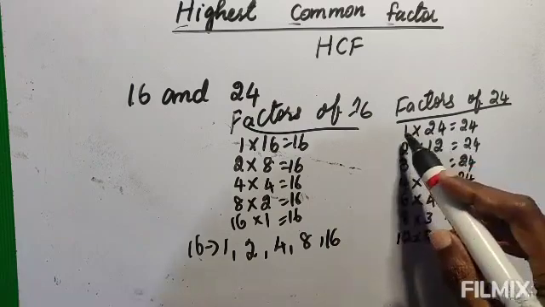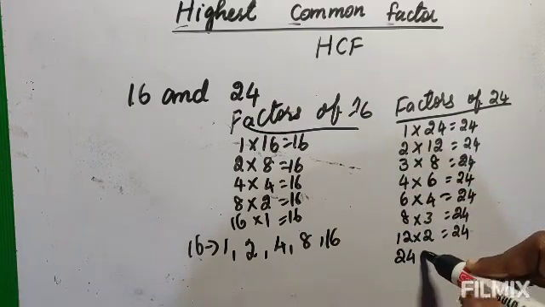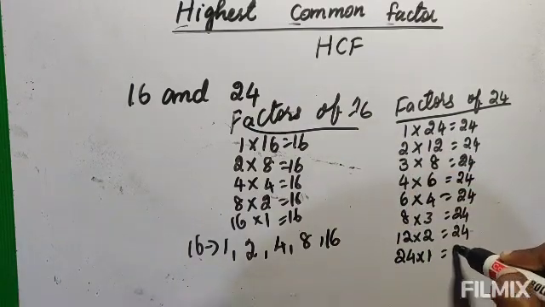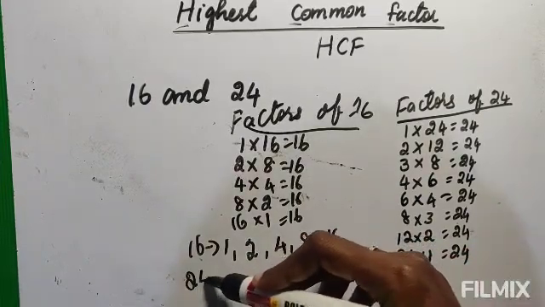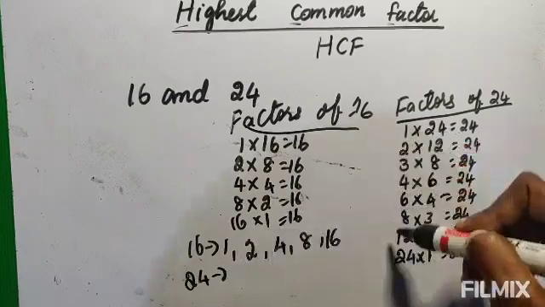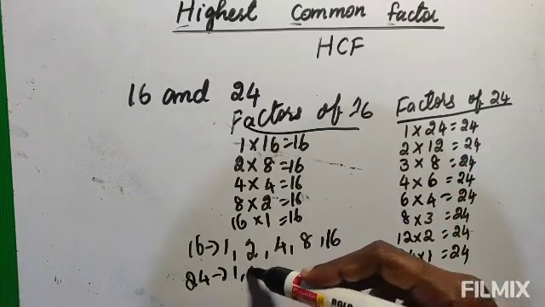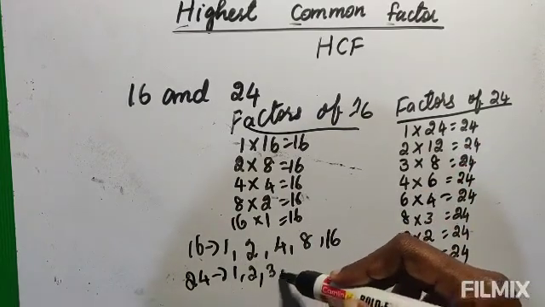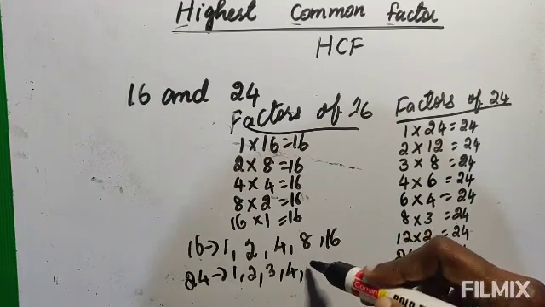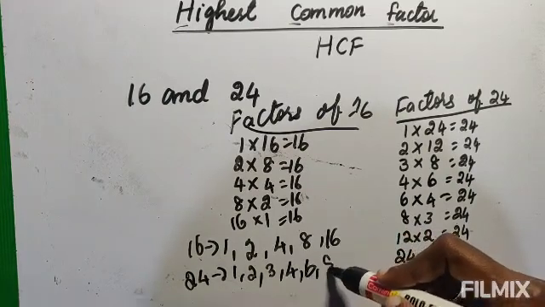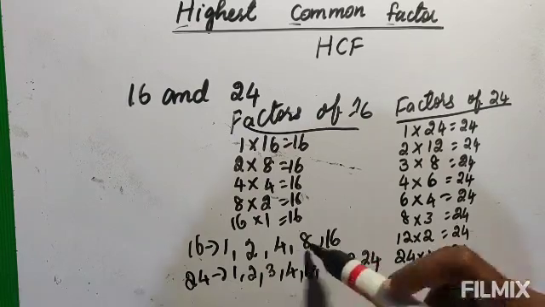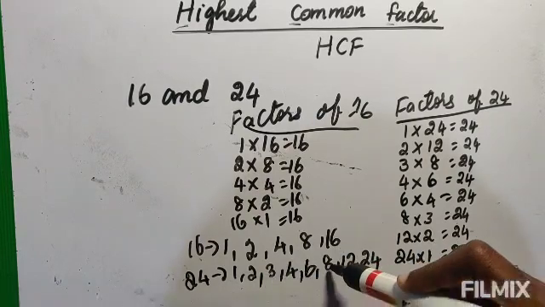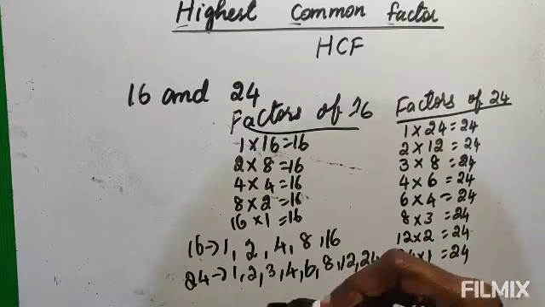24, and here 24 into 1, 24. So now the factors of 24 are all these numbers you have to write: 1, 2, 3, 4, 6, 8, 12 and 24. Okay, so these are the factors.